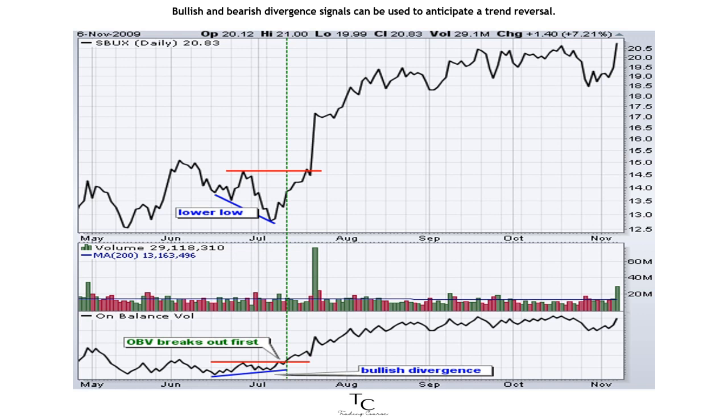Bullish and bearish divergence signals can be used to anticipate a trend reversal. These signals are truly based on the theory that volume precedes prices.